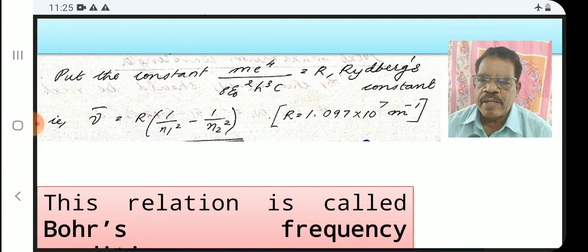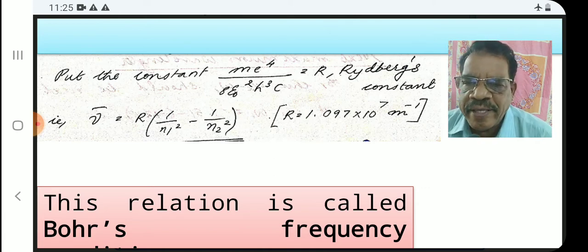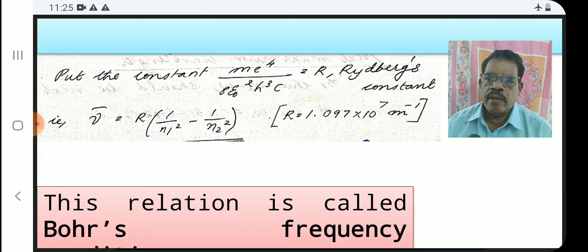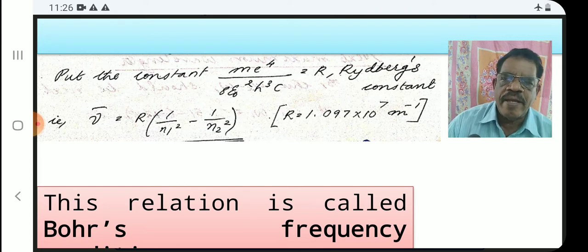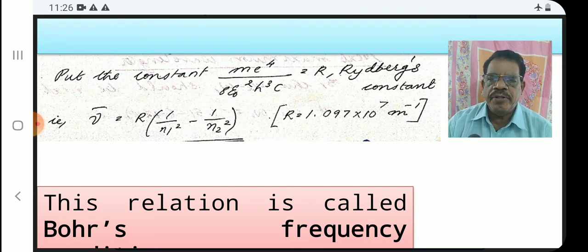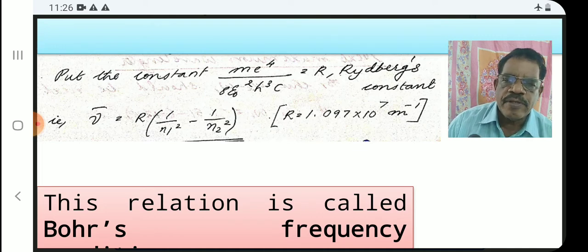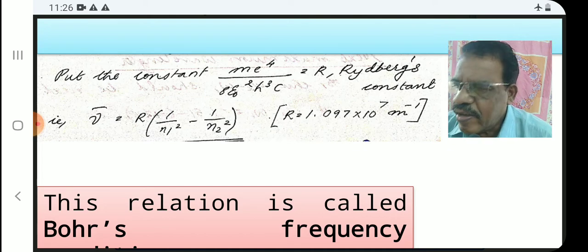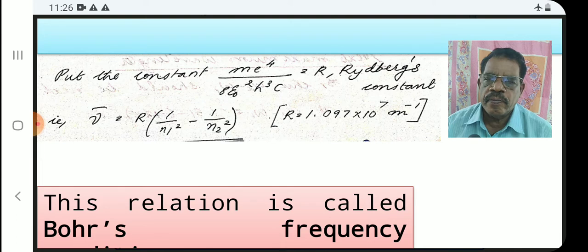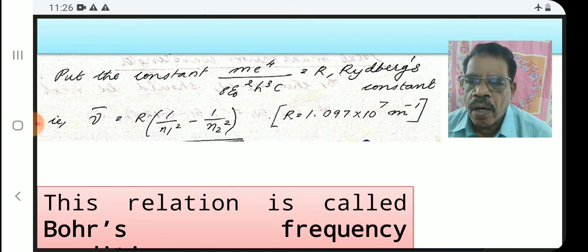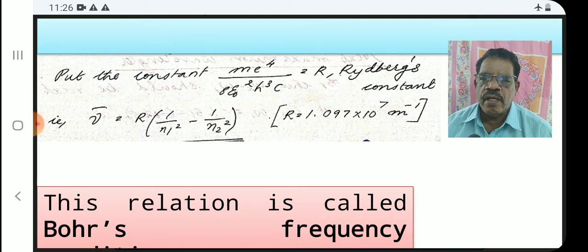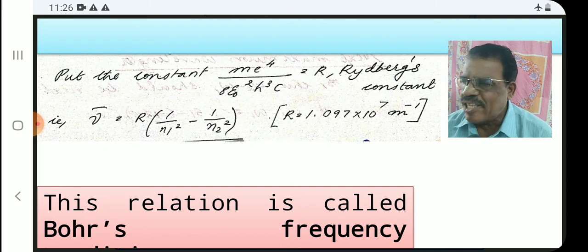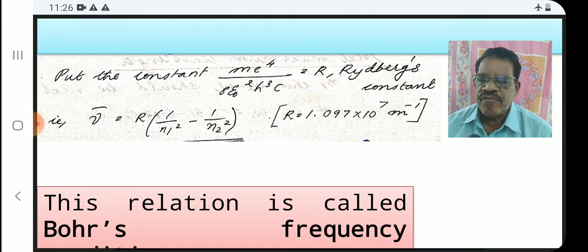ഹൈഡ്രജൻ സ്പെക്ട്രം എക്സ്പ്ലെയിൻ ചെയ്യാൻ വേണ്ടി റൈഡ്ബർഗ് ഒരു എംപിരിക്കൽ ഫോർമുല എഴുതും. അതിനകത്ത് വരുന്ന കോൺസ്റ്റന്റ് ആറാണ്. Rydberg has written an empirical formula to explain various lines in the hydrogen spectrum, and there the constant R, Rydberg's constant R is 10967 meter raised to minus 1. And when we come to R here, the Bohr's constant, there is a slight change. That is, in that case, it will become 109740 meter raised to minus 1. So there is a slight difference.